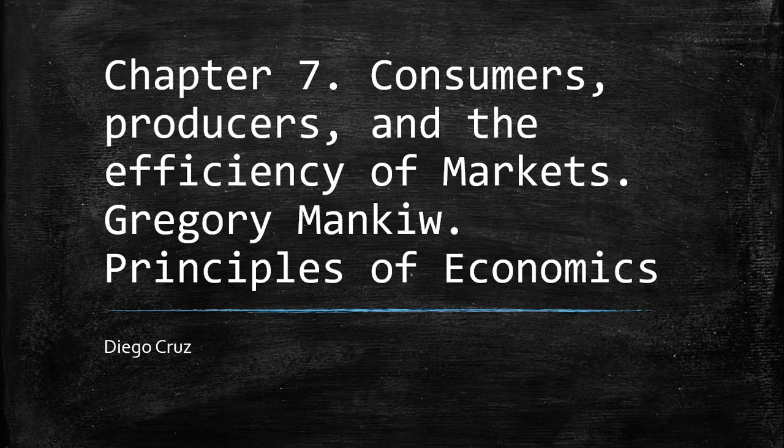Hi everyone, in this video we're going to talk about Chapter 7, Consumers, Producers and the Efficiency of Markets. This is from the book of Gregory Mankiw, Principles of Economics.